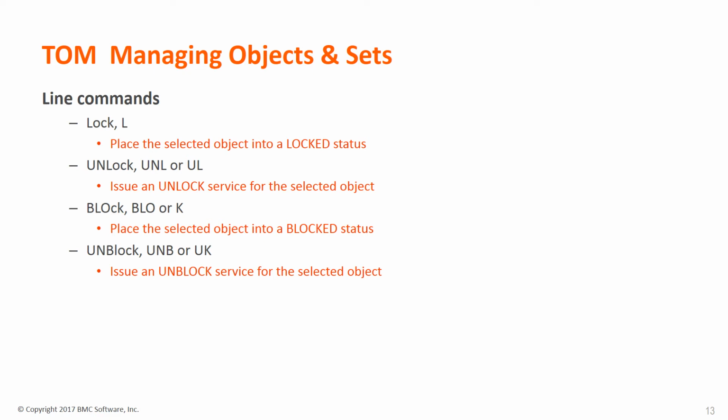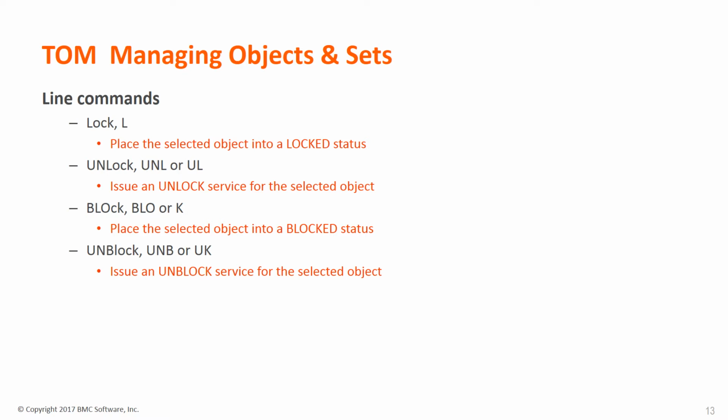The lock command, or L, places an object into a lock status. What a lock status does is essentially stop the object and say, keep this object down unless I explicitly unlock it or you IPL the system. And after an IPL, it'll go back into its normal status and Tom will begin managing it.